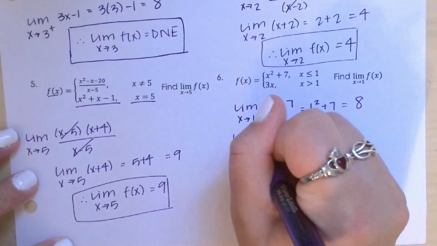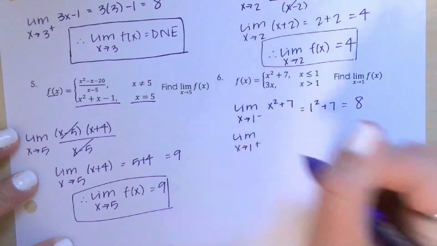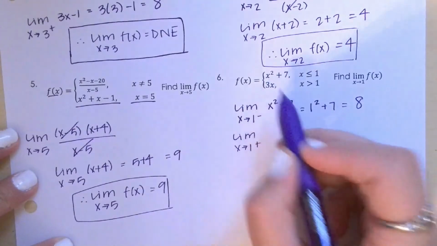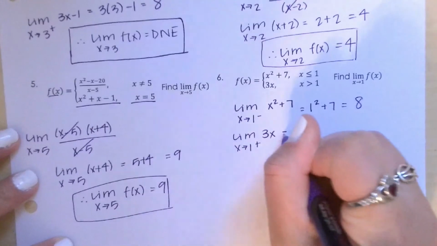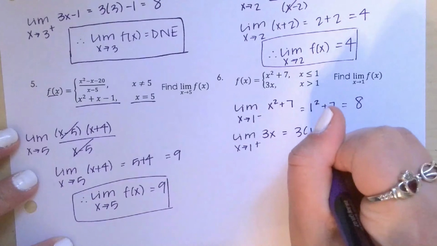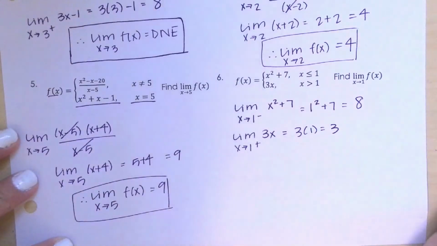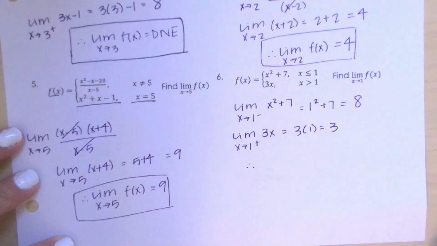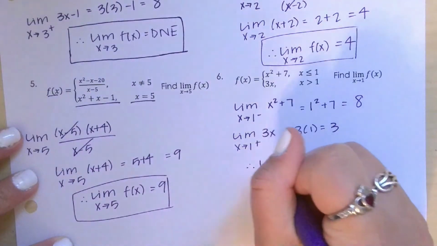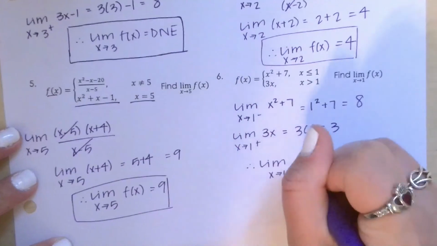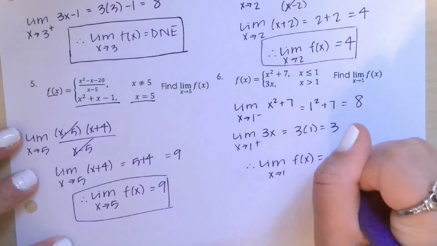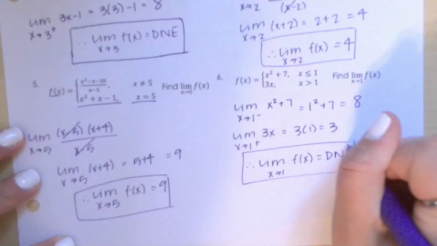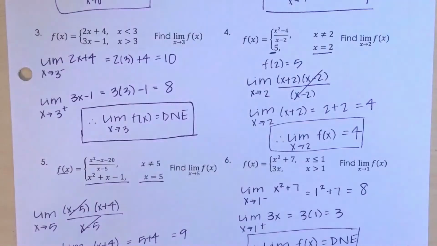Now we need to do the right. So the limit as x approaches 1 from the right, again, we're going to need to use x values bigger than 1, so we need this function, the 3x. When we substitute, we have 3 times 1, that's just going to equal 3. And since we see that our left-hand limit and our right-hand limit are not equal, this tells us that the limit as x approaches 1 of f of x does not exist.